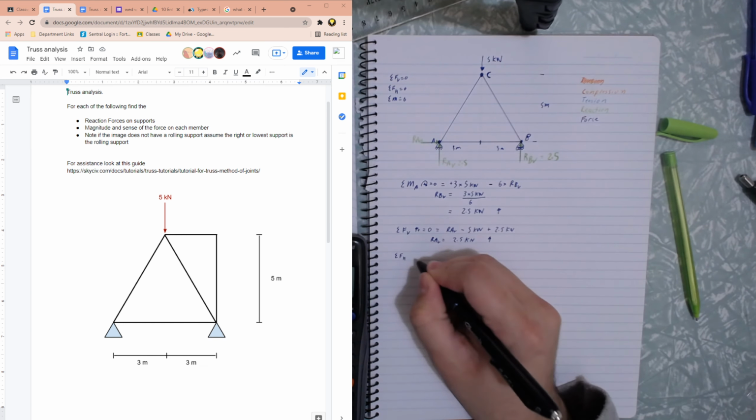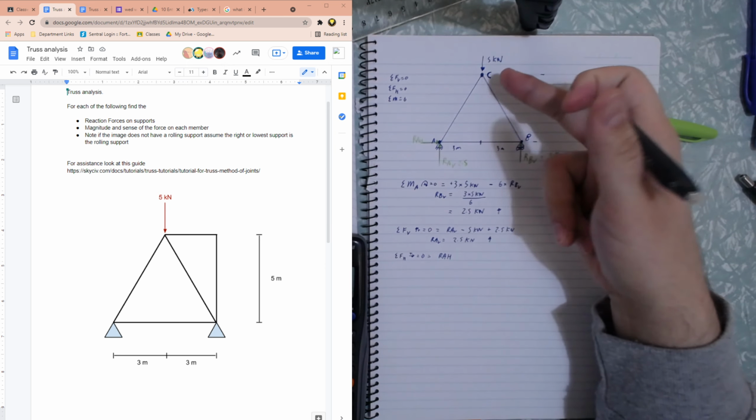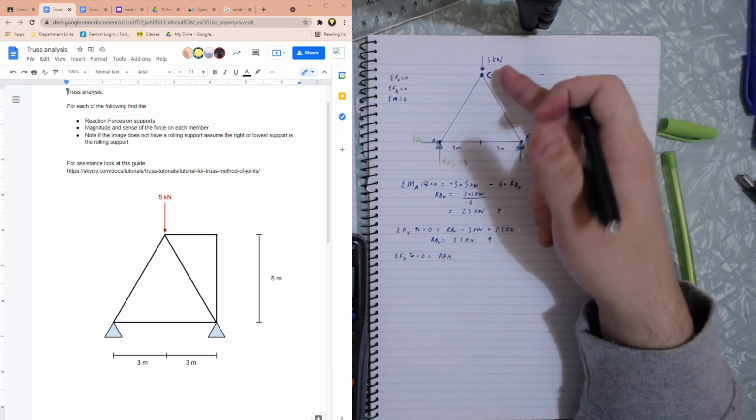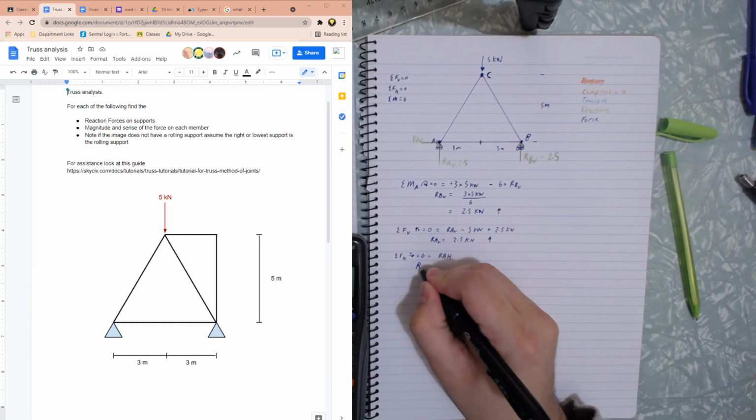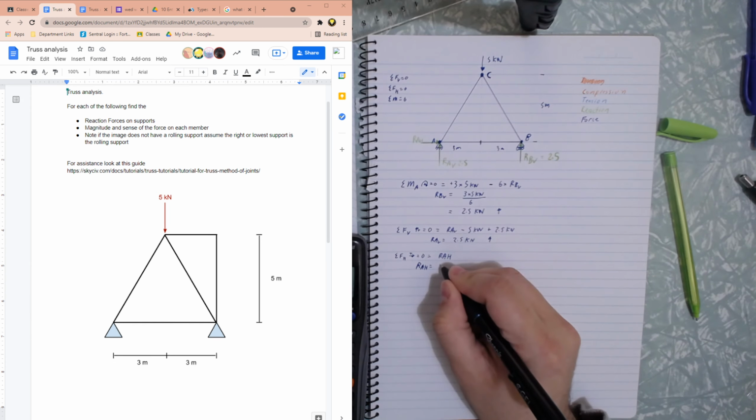And the last one we have is the sum of all forces horizontal, where going to the right is positive, equals 0. We have RAH, and we have nothing else. This over here only has a vertical component, so RAH is going to equal 0. Ooh, my pen. We know that this is going to equal 0. Alright, so we've found our support reactions.